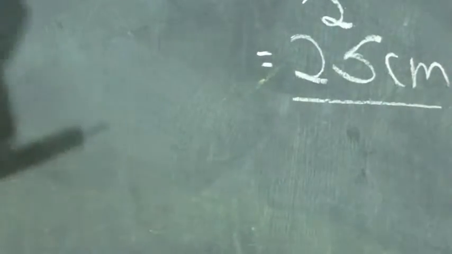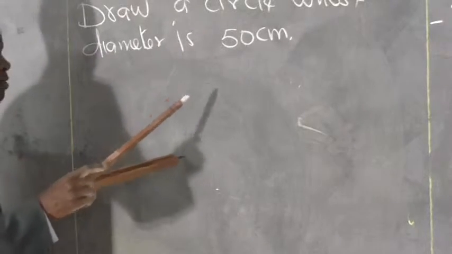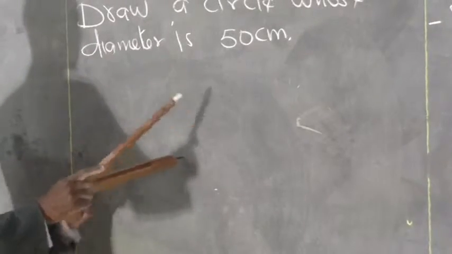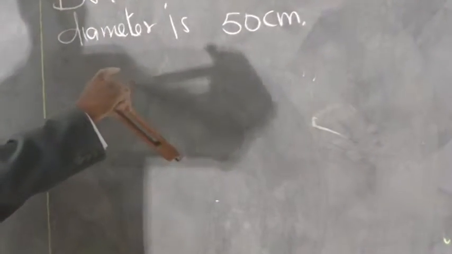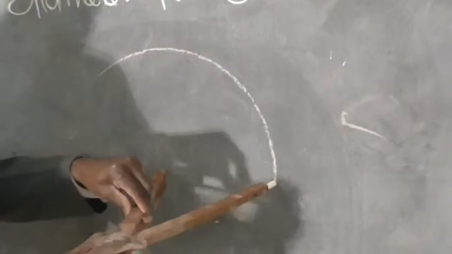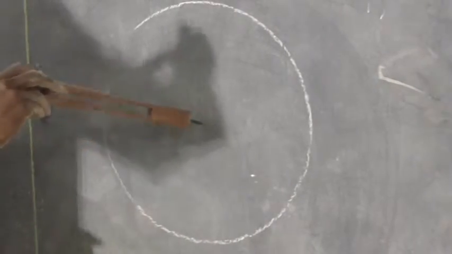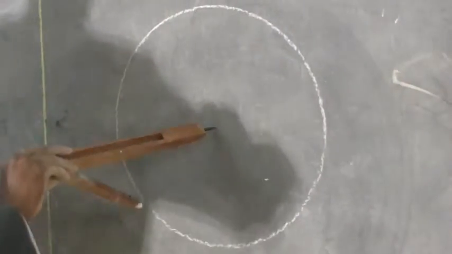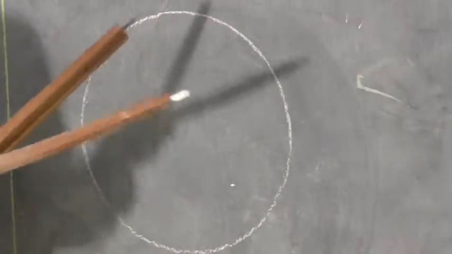Now, after identifying the radius of the circle, you use that radius to help you construct the circle. You get the length on a ruler as you've done. Then you place the pair of compass on the board. Remember, as I said, the point at which the pair of compass stands will mark its center. Then from there, you'll draw a circle. So the circle I've just drawn has a diameter of 50 centimeters, which we were given to use to construct it.